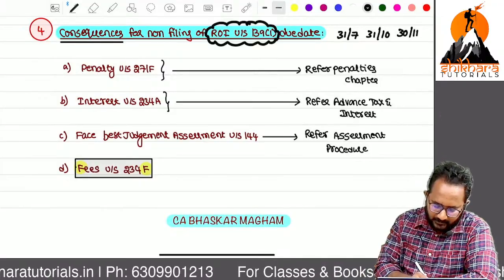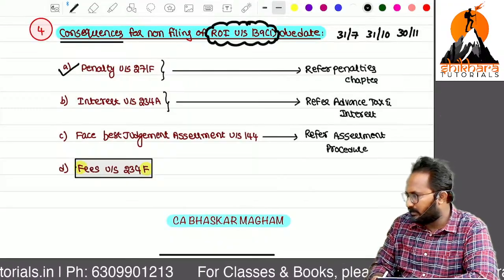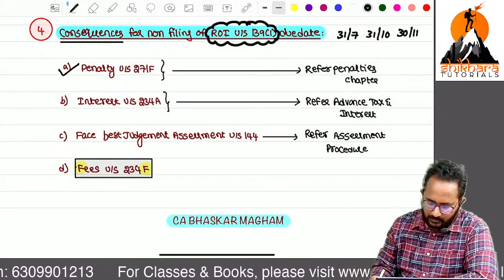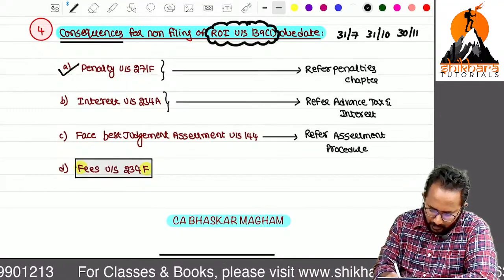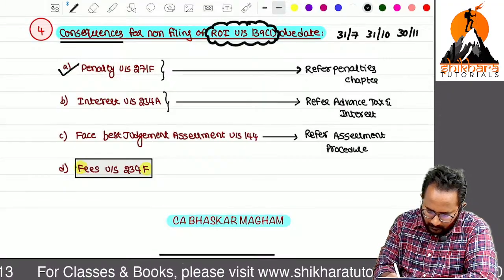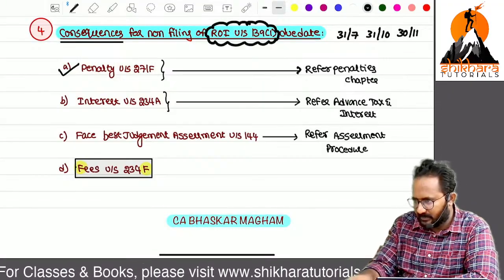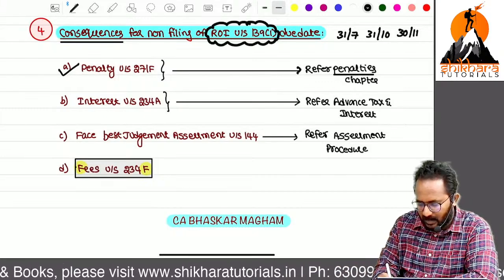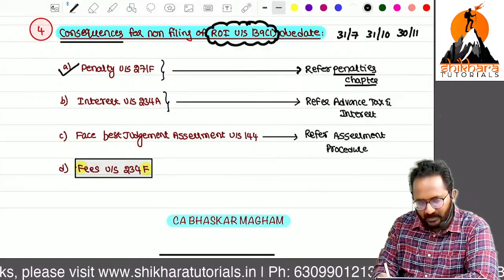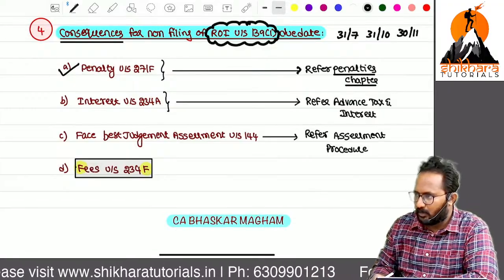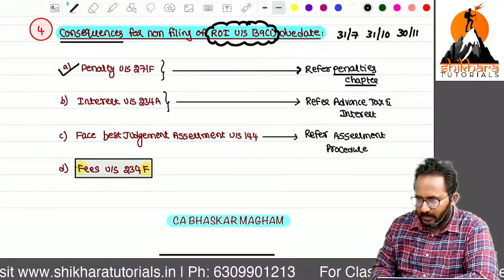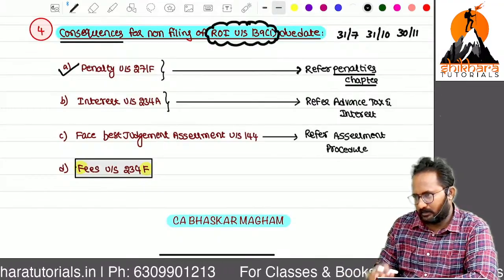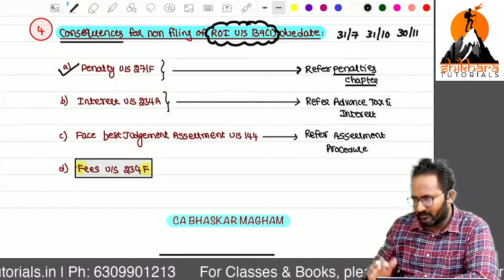First consequence, please read. Penalty under section 271F. You are required to pay a penalty. But now we can take one risk. We don't know the penalties chapter as of now. It is the last chapter, and we can discuss it in our regular batch. But now we can refer. So penalty under section 271F. Generally that is not very important, but okay.